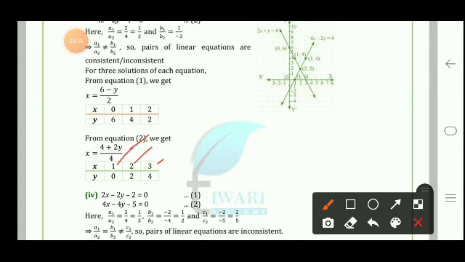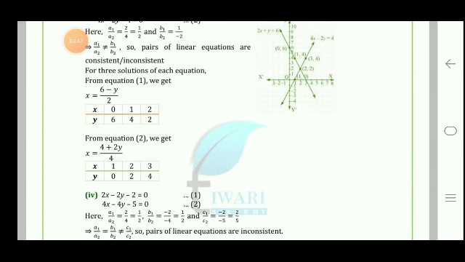So if we see the graph of this, we are getting intersecting lines, and we can easily find the solution also. The point of intersection is the solution, like here 2, 2. Then moving towards the fourth part.